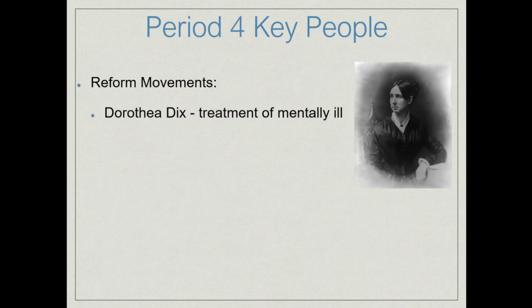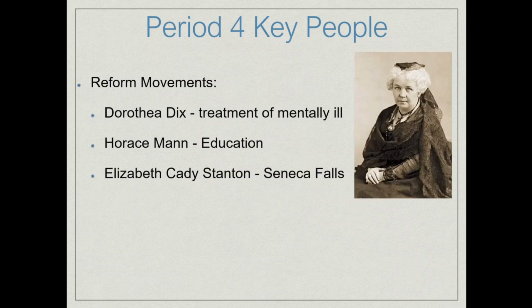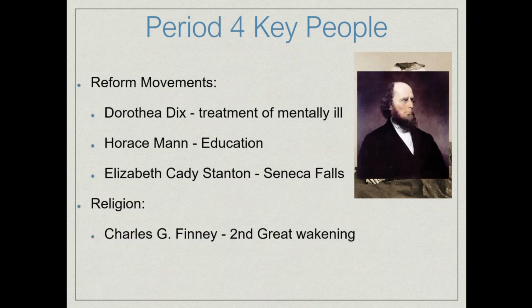In the reform movement, we have Dorothea Dix. She wanted to reform the mental asylums and the prisons. Horace Mann was the father of public education. Elizabeth Cady Stanton is one of the big people for women's rights. She did the Seneca Falls Convention and the Declaration of Sentiments. Charles G. Finney is probably the most important person to know from the preachers of the Second Great Awakening.